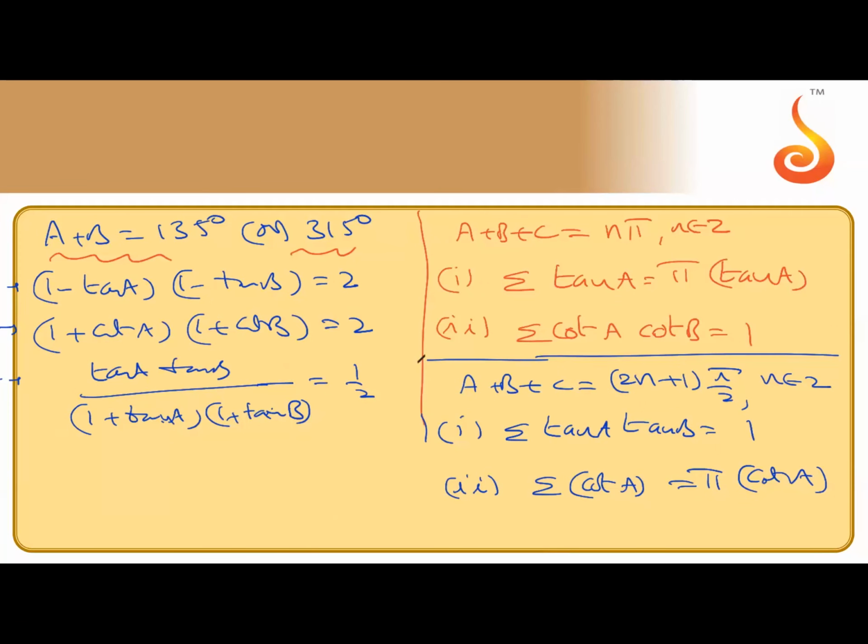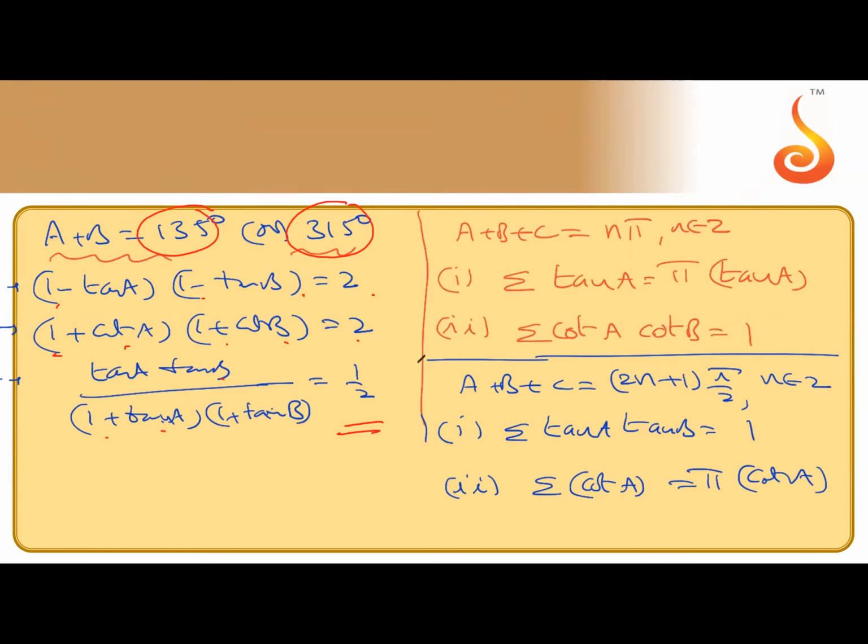Next one. If A plus B is 135 degrees or 315 degrees, the formula will be reversed. (1 minus tan A)(1 minus tan B) is 2, (1 plus cot A)(1 plus cot B) is 2, and tan A tan B by (1 plus tan A)(1 plus tan B) is 1 by 2. If A plus B equals 135 or 315 degrees, these hold.